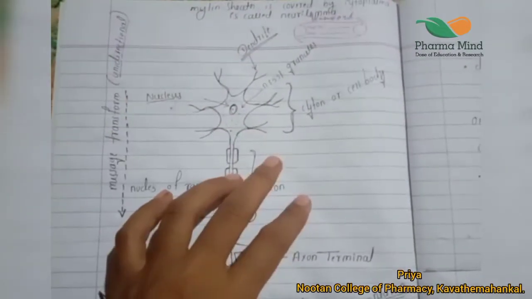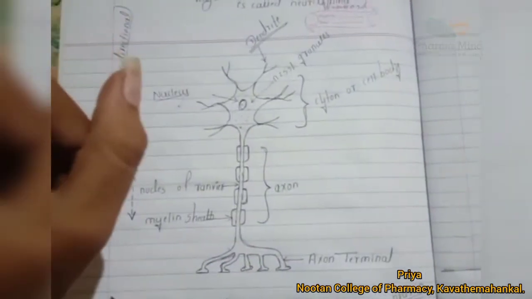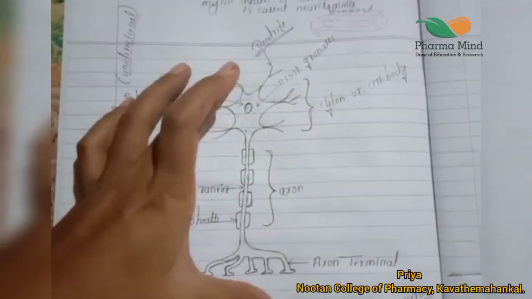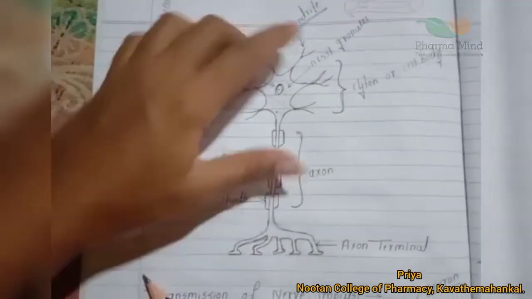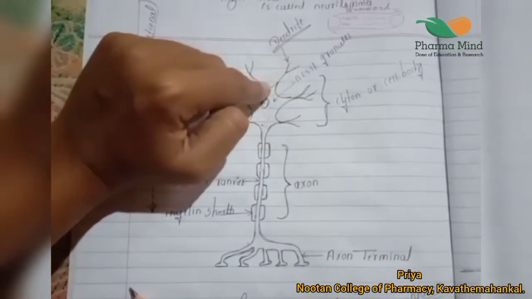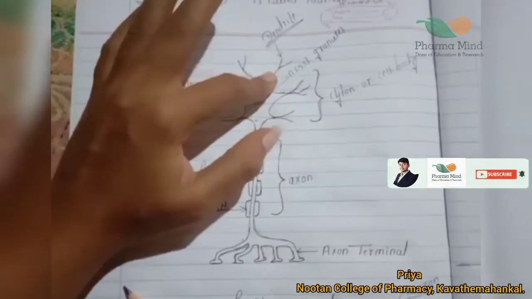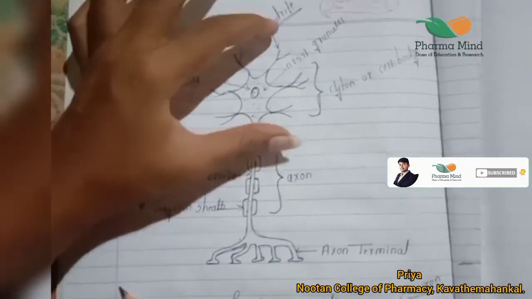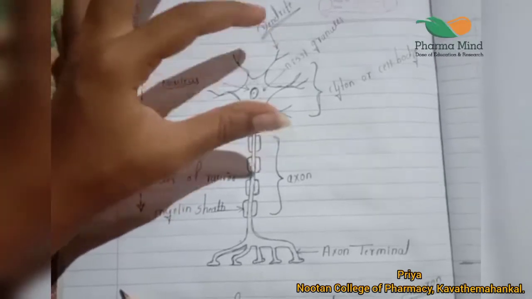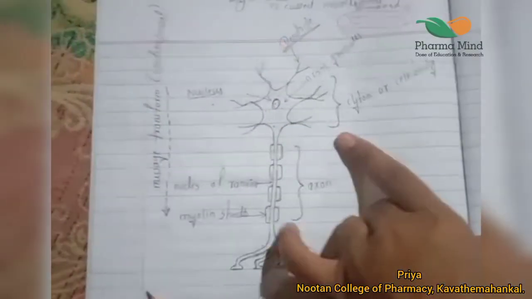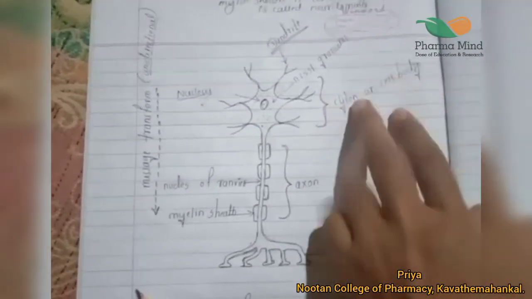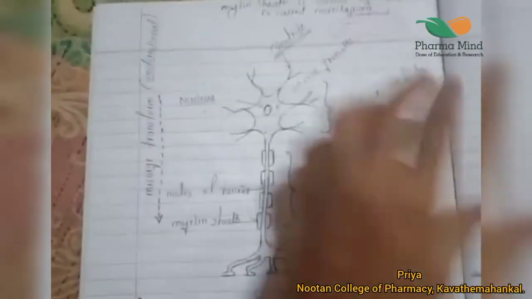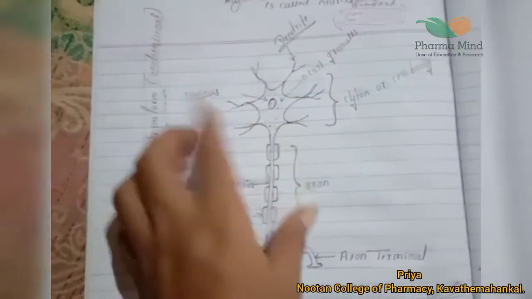One, we have to discuss the structure of the neuron. You will see that this is the structure of a neuron, and the head part consists of branch-like structures called dendrites. This is the head part of the neuron, which is also called the cell body or the cyton. The cell body consists of the nucleus.